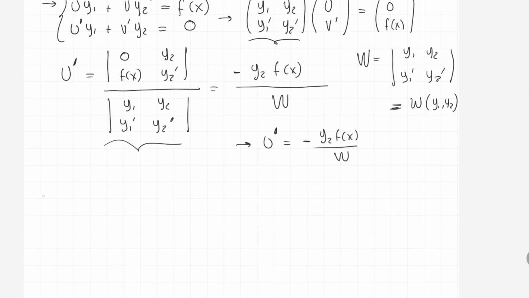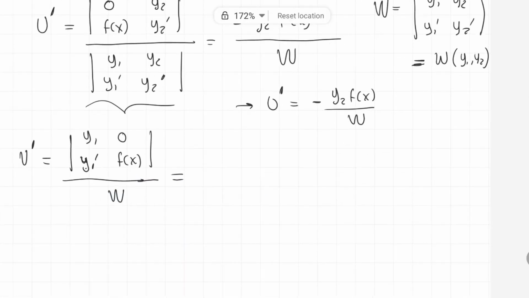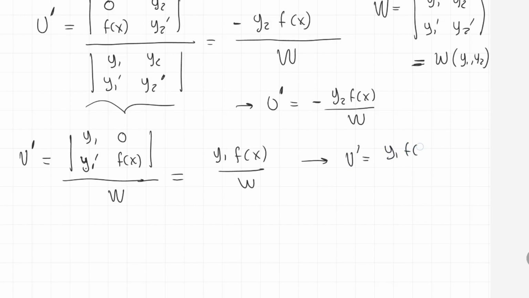And then we need to do something similar with v prime. In that case, we are going to get y1, y1 prime, and then 0, f of x over, again, the Wronskian here, and this is going to be equal to y1 f of x over W. So we get that v prime is equal to y1 f of x over W. So we are almost there.